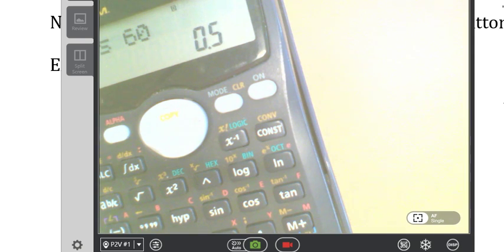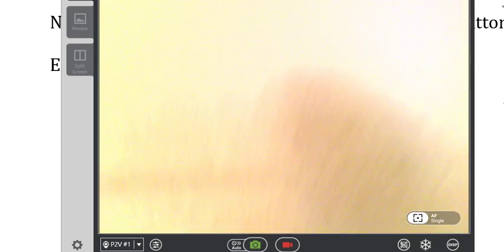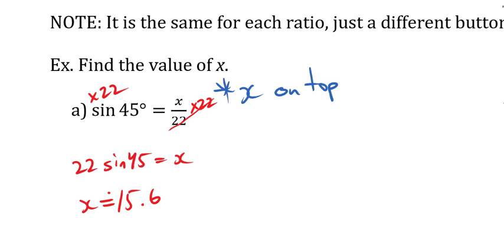When you get to grade 12, you learn about one of the other modes. Every calculator is different, so I'll have to, let me see.